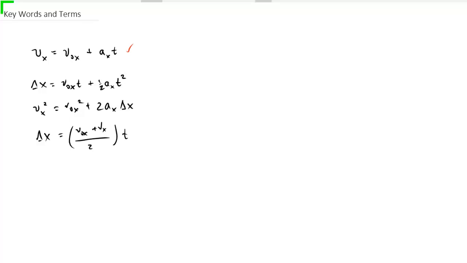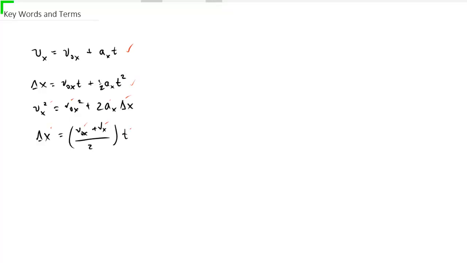The second one, if we have a displacement, initial velocity, acceleration, and time. The third one, starting velocity, final velocity, acceleration, and displacement. And the fourth one, a displacement, a starting velocity, a final velocity, and a time. So no acceleration. And let's talk about some key terms that we might find in word problems.